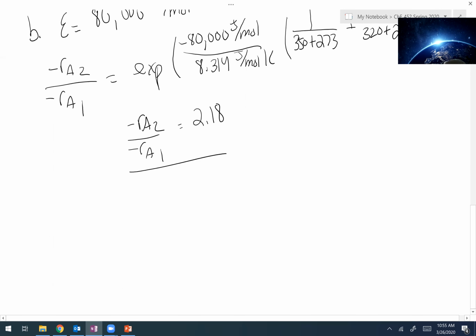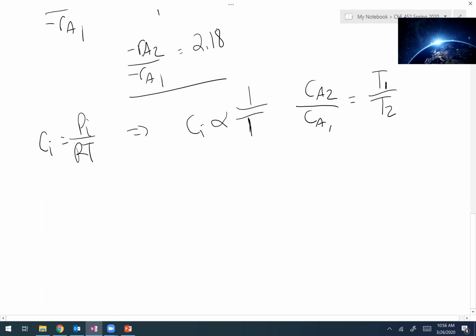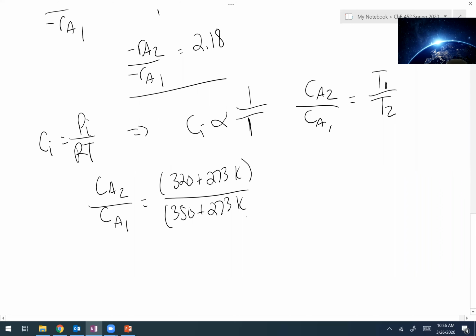But what about concentration? I know I can write concentration in terms of partial pressures, which tells me that the concentration is inversely proportional to temperature. So looking at Ca2 over Ca1, that base case ratio becomes T1 over T2. Solving for that concentration dependence, I get 320 plus 273 Kelvin over 350 plus 273 Kelvin, or a factor of about 0.95.